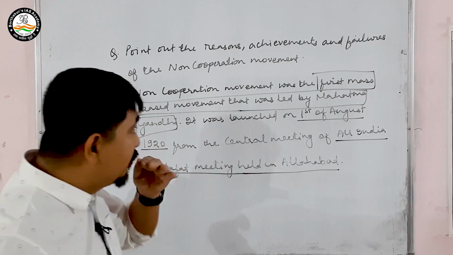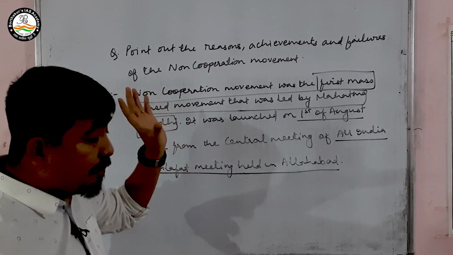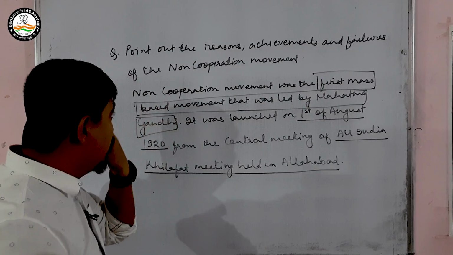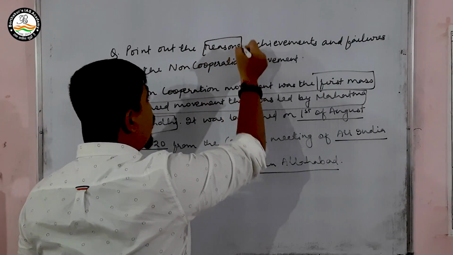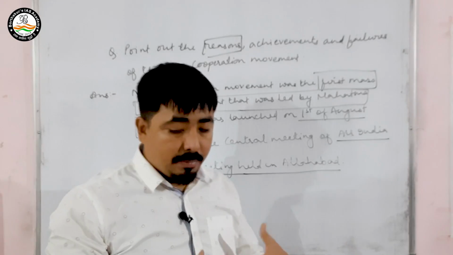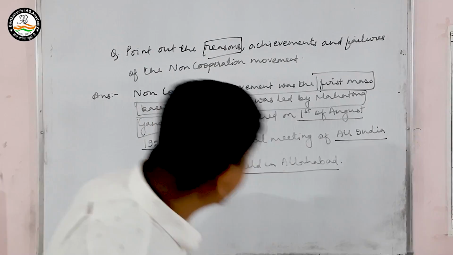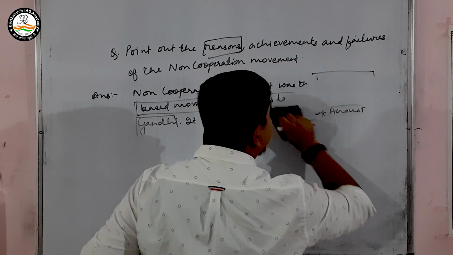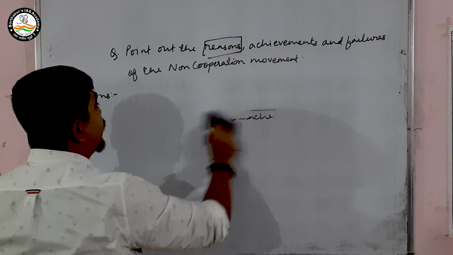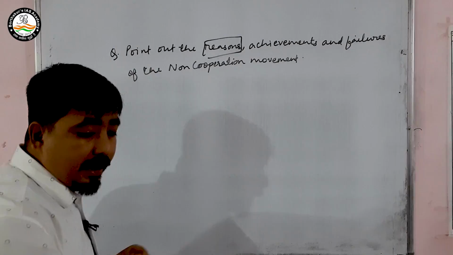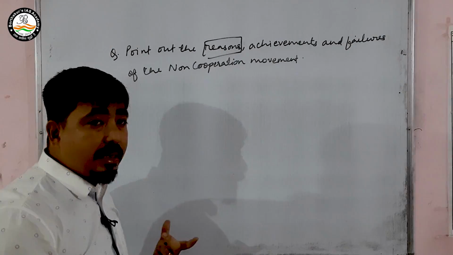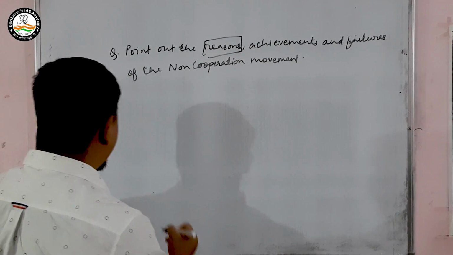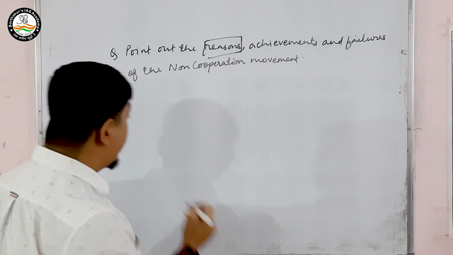Okay, so let us move to the second part, the main body. I am not going to discuss the achievements and the failures, I am just going to show you the reasons part, how to write your body part. So this is the introduction. In the body part, the first thing they are asking in the question is the reasons. What are the reasons for the launching of the non-cooperation movement? First you write the connecting line.